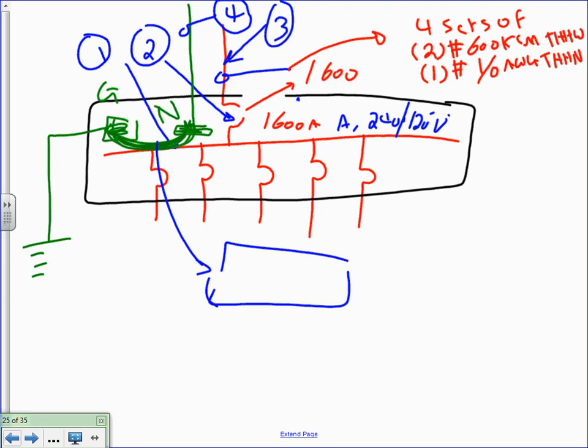Why didn't you use THHW for the neutral? THHW. I'm sorry, this should be W. That's a mistake. Thank you. You guys are with me. Yeah, we have 4 sets to get me to 1600 amp. One set will get you close to 400 amps, but I need 1600 amps, so I have to have 4 sets. Any question, guys? That's your test tomorrow.